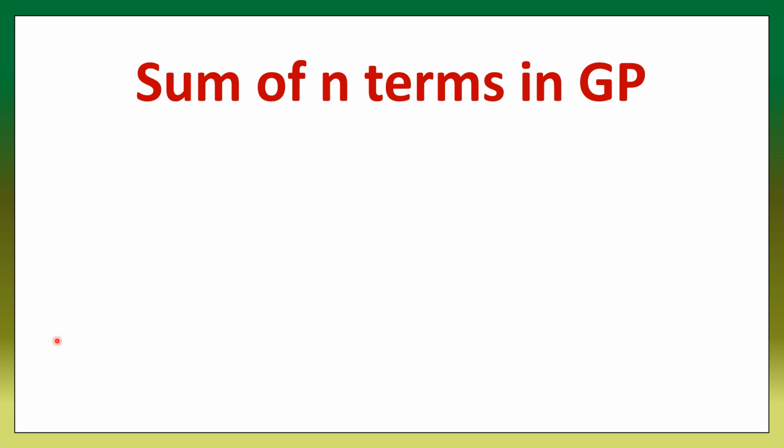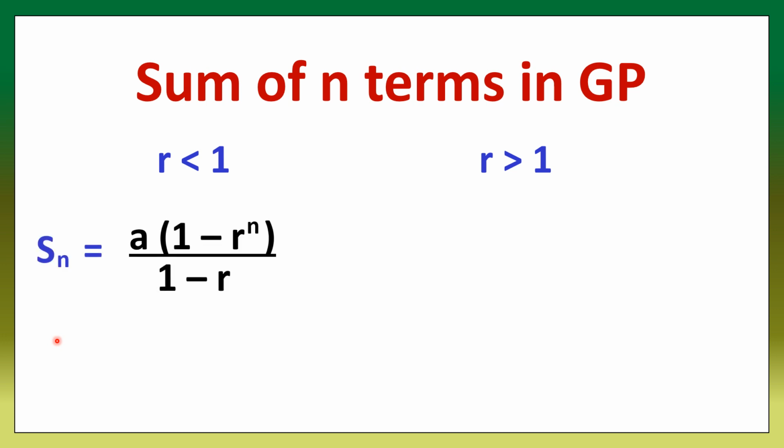There are two cases here. The first case is when the common ratio is less than 1 and the second case is where the common ratio is greater than 1. When r is less than 1, the formula to be used is Sn is equal to a into 1 minus r raised to n divided by 1 minus r. And when r is greater than 1, the formula to find the sum of n terms is Sn is equal to a into r raised to n minus 1 divided by r minus 1.